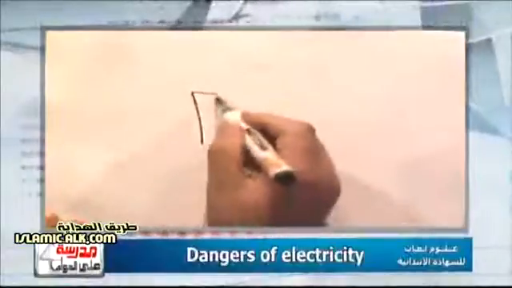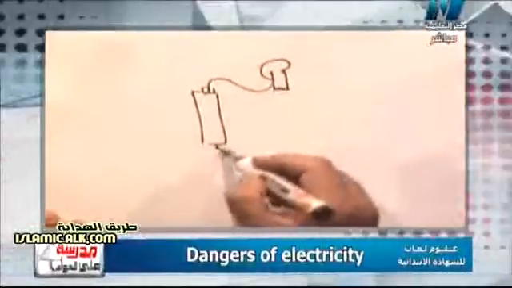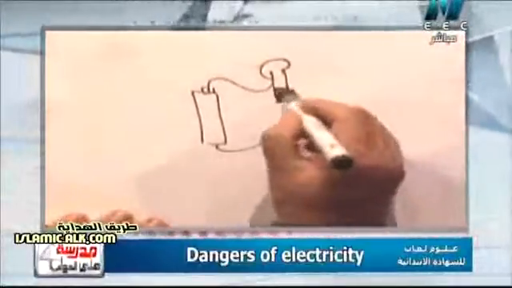So let's start with the rubber, the first material. Let me draw the circuit to know what the conductors are and what the insulators are. So I have a battery like this. Let's draw together. Okay, I have a battery and a lamp and a wire, and here I will put the rubber.